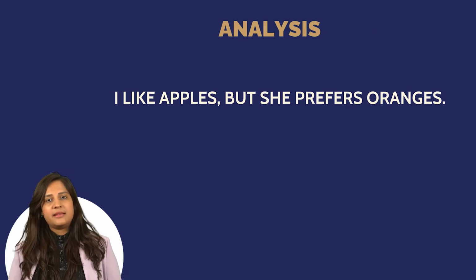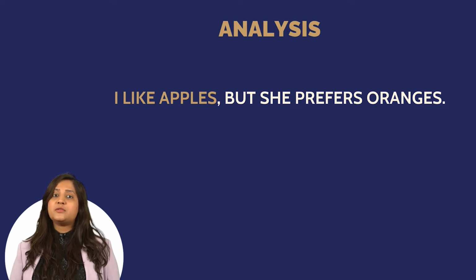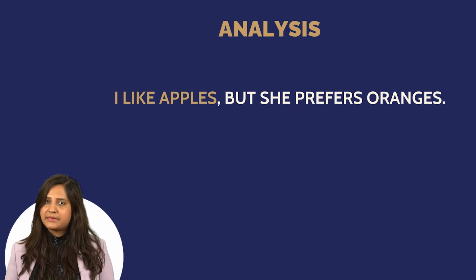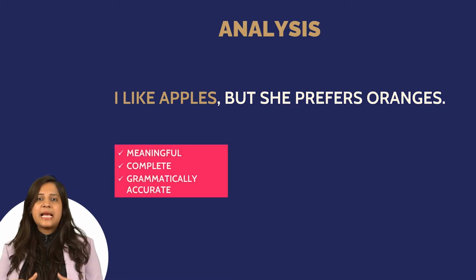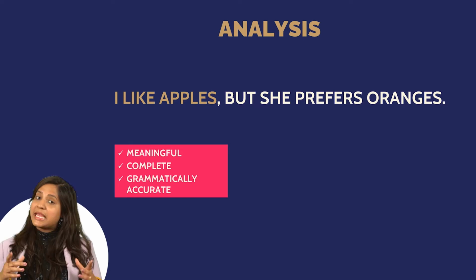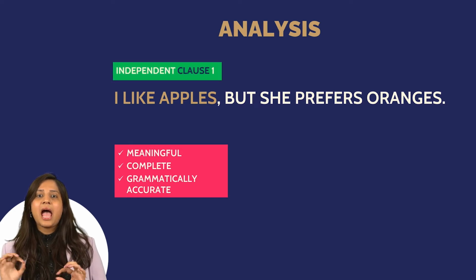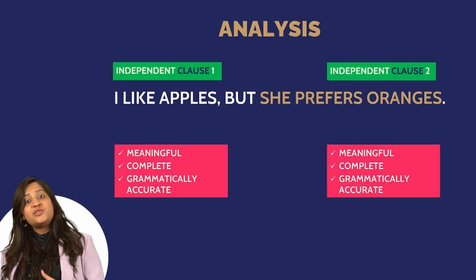Now, it is time for some analysis. We are considering the same sentence for this stage too. To begin the analysis, let's focus only on the first clause, I like apples, and imagine as if the rest of the sentence does not exist. For now, the sentence ends at apples. Does this sentence seem grammatically accurate to you? Is it still meaningful? Is it still complete? Well, yes, it is. The sentence I like apples is indeed meaningful, complete, and grammatically correct. That is why we can call it an independent clause. Such a clause does not depend on any other clause or phrase to sound sensible, complete, and grammatically fine. Similarly, the second clause, she prefers oranges, is independent too.